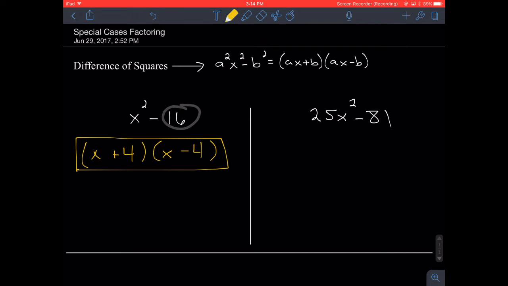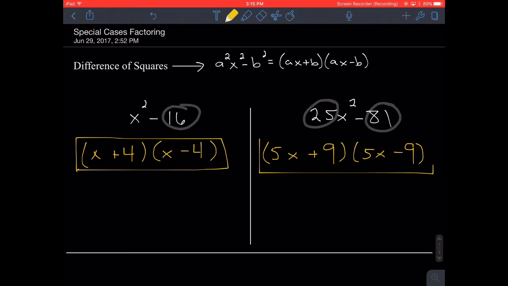If our next example, 25x squared minus 81, is more difficult, it is only marginally so. Let's start by taking a look at this 25 right here. This means that I'm going to set up my answer with a 5x plus a number, and then a 5x minus a number. Once again, to find out what that number is, I'm going to take the square root of 81, which will give me 9. Therefore, my final answer is 5x plus 9, 5x minus 9.